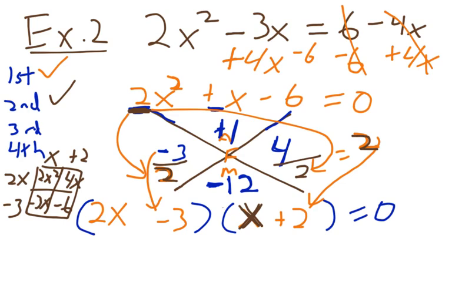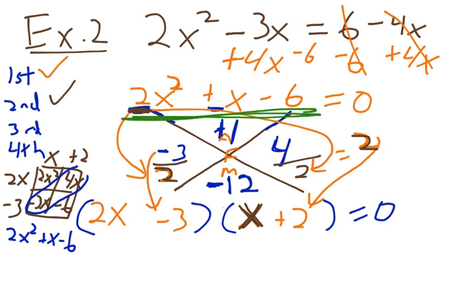And I want to add up my like terms. So I get 2x squared plus x minus 6. Is that what I started with? You betcha. 2x squared plus x minus 6. So that means I factored it right. If I get something different, I know I made a mistake on my factoring.